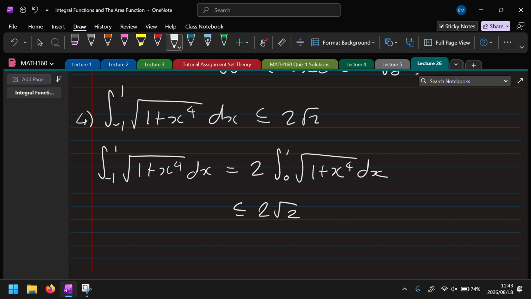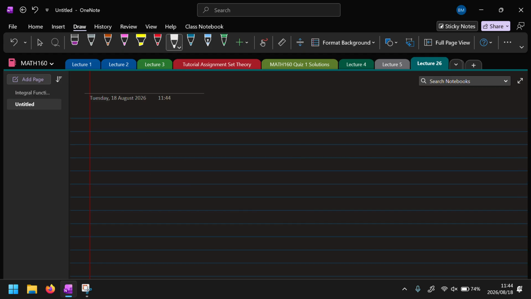Oh, good. Okay, so let's go on to today's lecture. Integral functions. Okay, so we'll look at this very generally, so what an integral function is. But then specifically for our case, we're going to be looking at the area function.